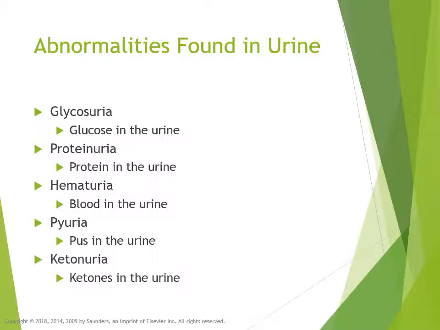So glucosuria refers to glucose in the urine. Proteinuria refers to the presence of protein. Hematuria refers to blood in the urine. Pyuria refers to pus in the urine. And ketonuria refers to the presence of ketones in the urine.